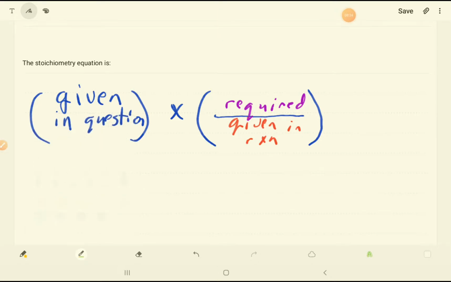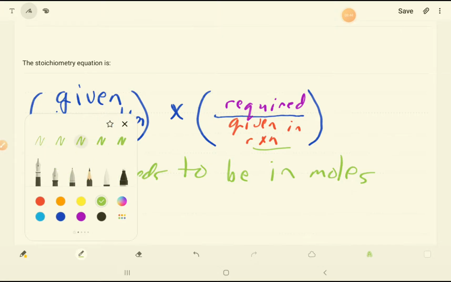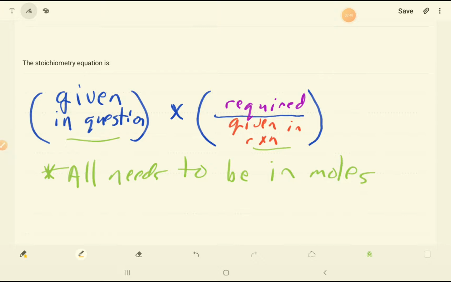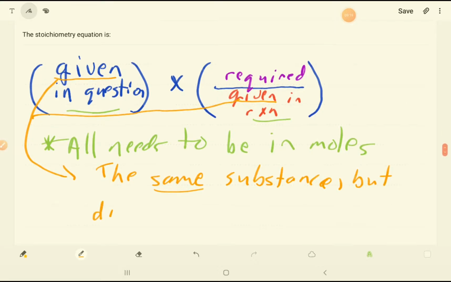What I'm going to do here is highlight a couple of things in this formula. First is that it all needs to be in moles. So everything you see in this chemical reaction from this bracket to this bracket is all in molar amounts. The second thing that we're going to underline here, or highlight, is this and this, the two givens here, and we'll connect them as follows, they're going to be the same substance. So if the given is H2, then the given in reaction part of the formula over here is also going to be H2. So the same substance, but different amounts.